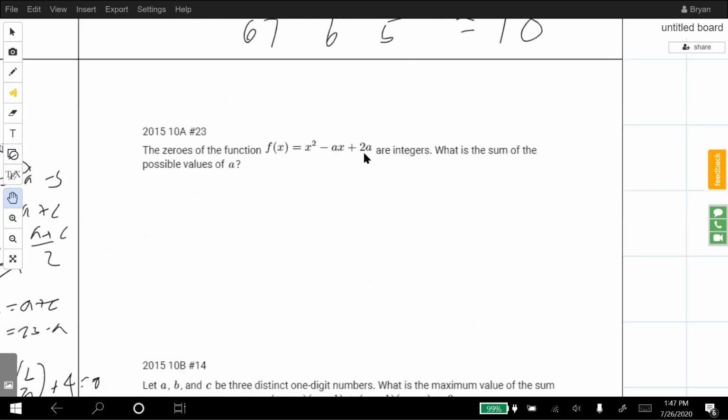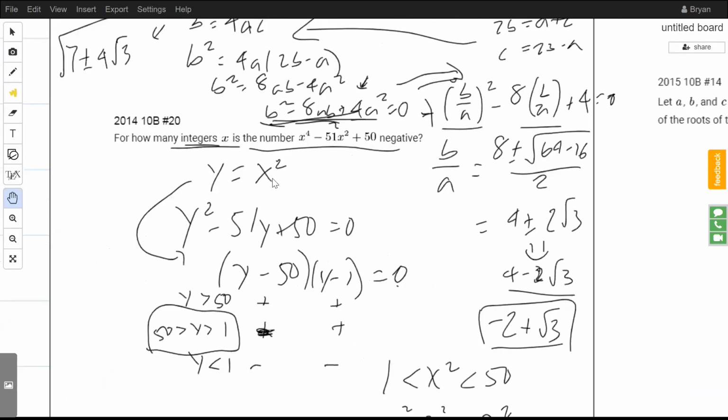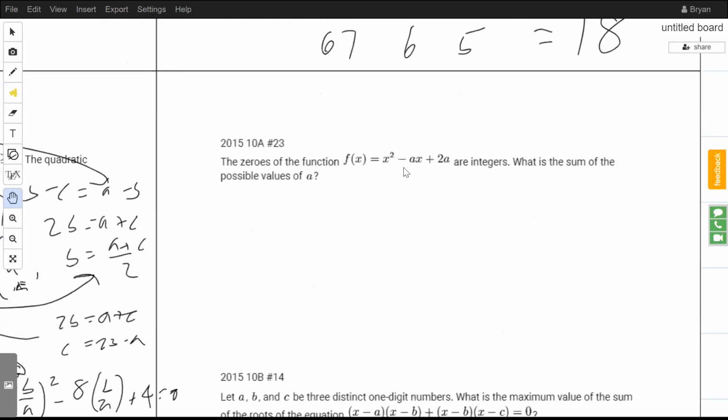Okay, I think we're done with this problem. So we can go to the next one. If the zeros of this function are integers, what is the sum of the possible values of a? So how can we use this? This is really the only thing we know about the roots. They're integers.